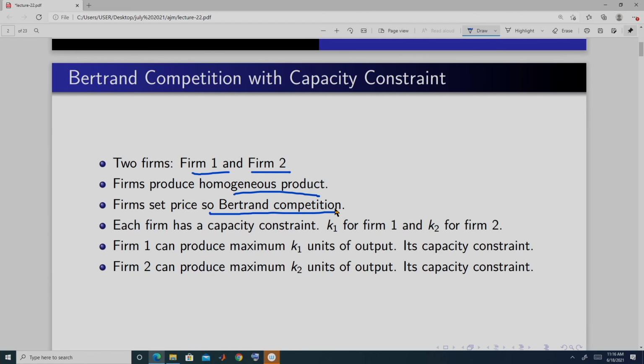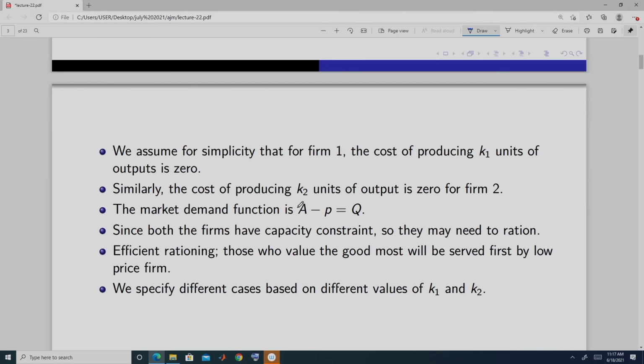We introduce capacity constraint. So, firm 1's capacity is K1 and K2 for firm 2. The capacity here means that firm 1 can produce a maximum of K1 units of output and firm 2 can produce K2 units of output. And for simplicity, we assume that the cost of producing output is 0. So, till K1 there is no cost of production for firm 1 and it cannot produce more than K1. Similarly, for firm 2 there is no cost of production till K2 units of output and it cannot produce beyond K2. Okay? So, this is the structure of the firms and the market demand is this.